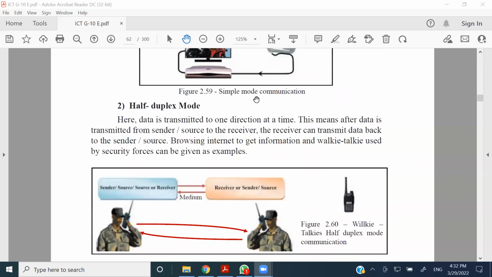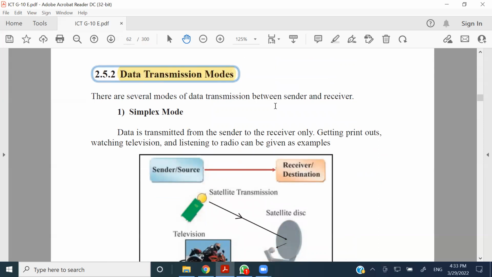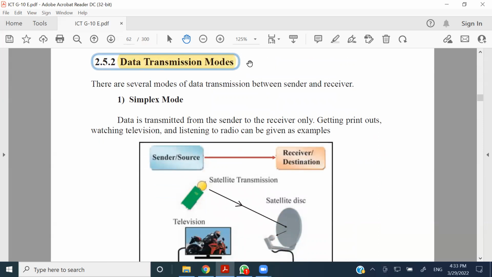All right, so let's write this. Have the heading data transmission modes. And you can put number 1, simplex. Yeah, you can have these examples as well.